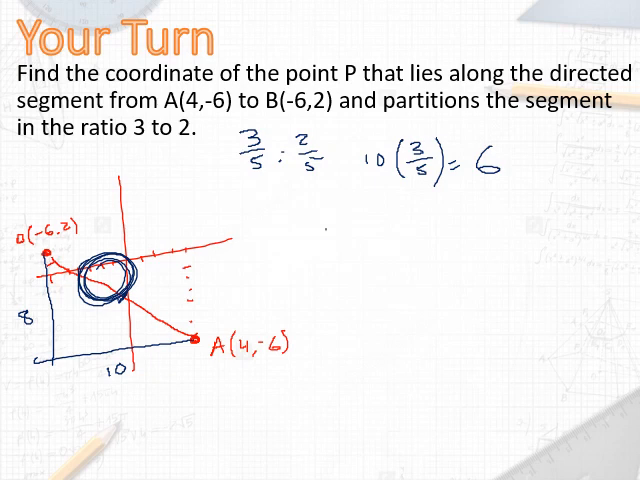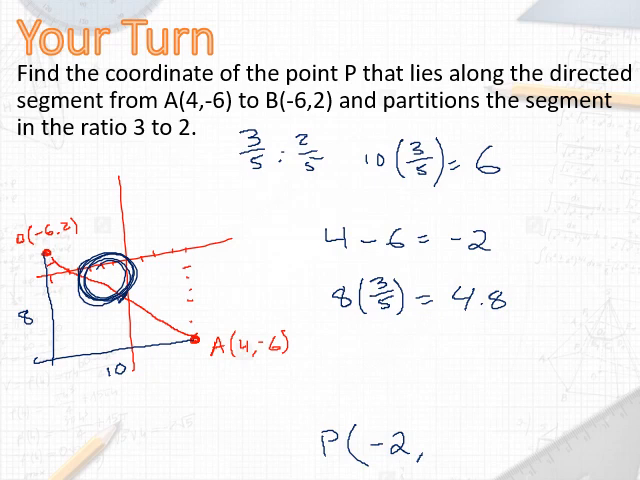So that means I'm going from 4 back into the negative, so I'm subtracting 6 from it, and -2 is going to be my new x coordinate. For the y coordinate, 8 times 3/5 is 4.8. Now we're going from -6, going up, so plus 4.8. That's -1.2. Done. So (-2, -1.2). We were pretty bang on, even with that rough sketch.